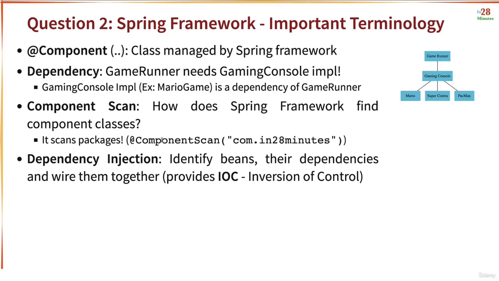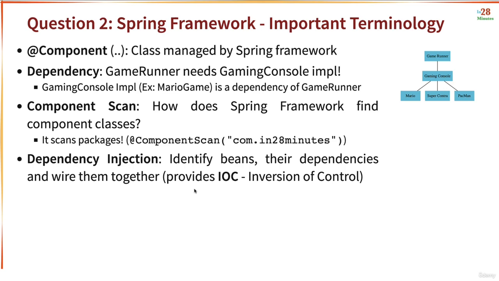Spring is called a DI framework or a dependency injection framework. Why? Because all that it does is dependency injection. What is dependency injection? Identifying the beans, identifying the dependencies of the beans, and wiring them together. Identifying that the beans here are Game Runner, Mario, identifying their dependencies, and creating objects for them. That's what is called dependency injection.